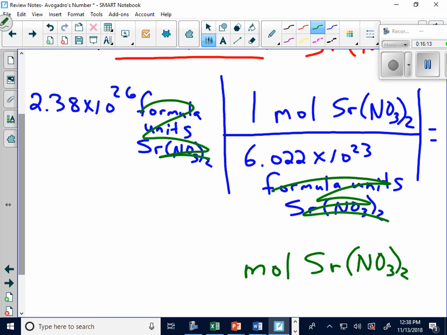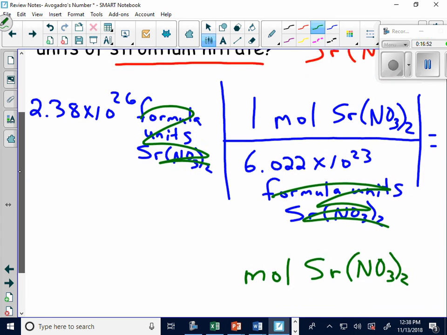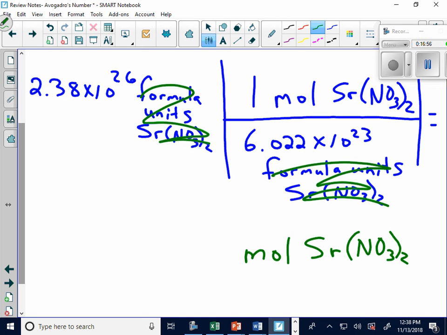Well, as I told you before, I multiply everything on the top. So I'm going to take 2.38 times 10 to the 26, and multiply that by 1. I don't really need to do that because I know it's going to give me the same value. After that, I divide by Avogadro's number of particles, 6.022 times 10 to the 23rd. When I do my math, I come up with a value, and I go back to my original problem, 1, 2, 3 sig figs. I'm going to come up with a value of 395 moles of strontium nitrate.